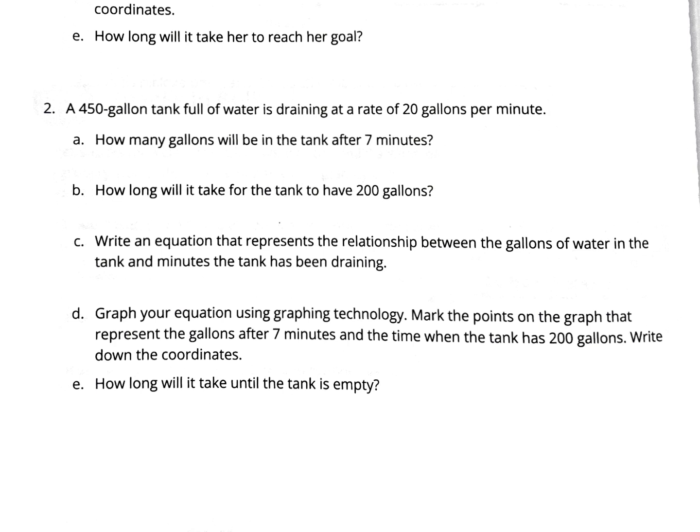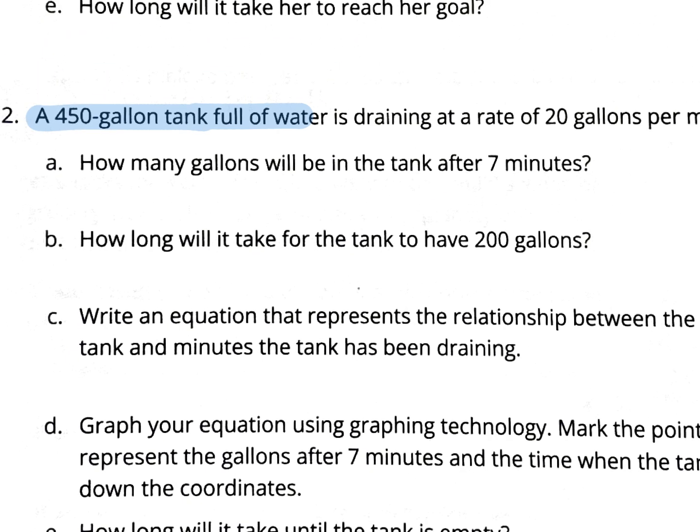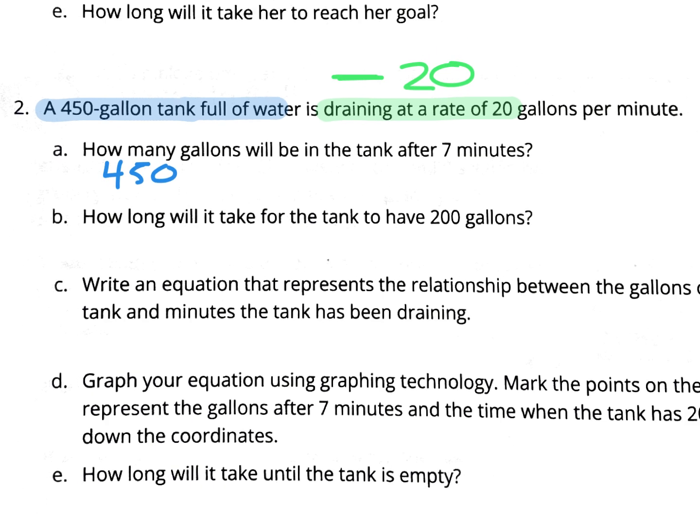So for starters, we have a 450-gallon tank full of water. So the initial value of the tank is 450. Then we notice it's draining. Draining means that it's losing water. So we're going to subtract 20.